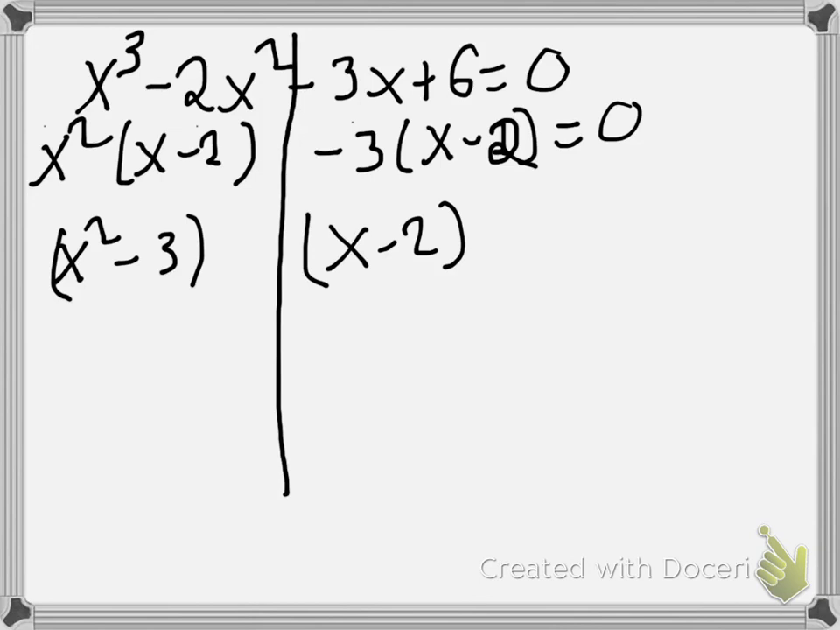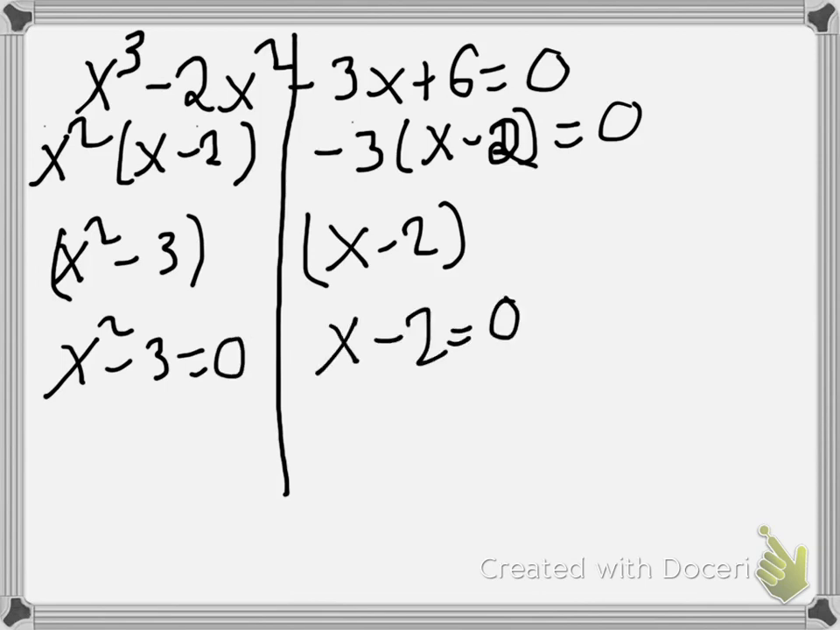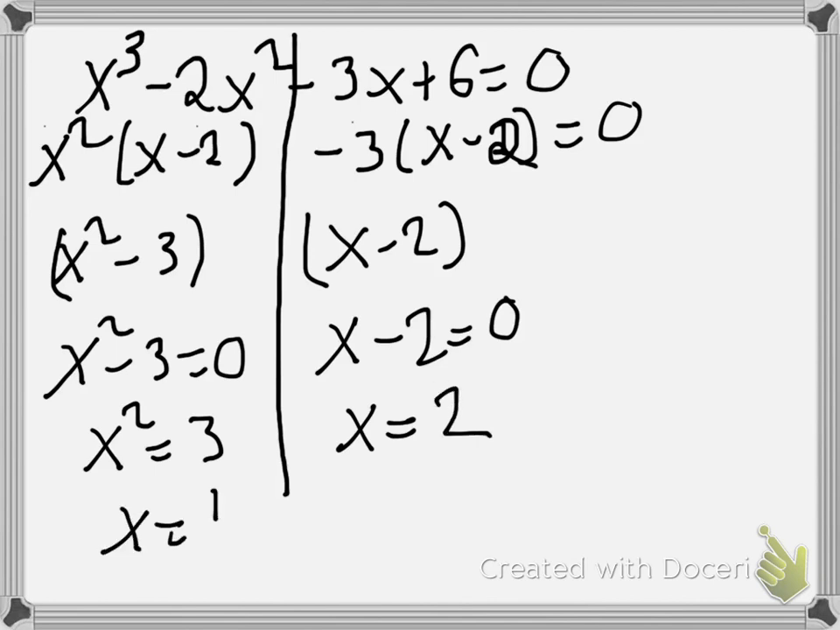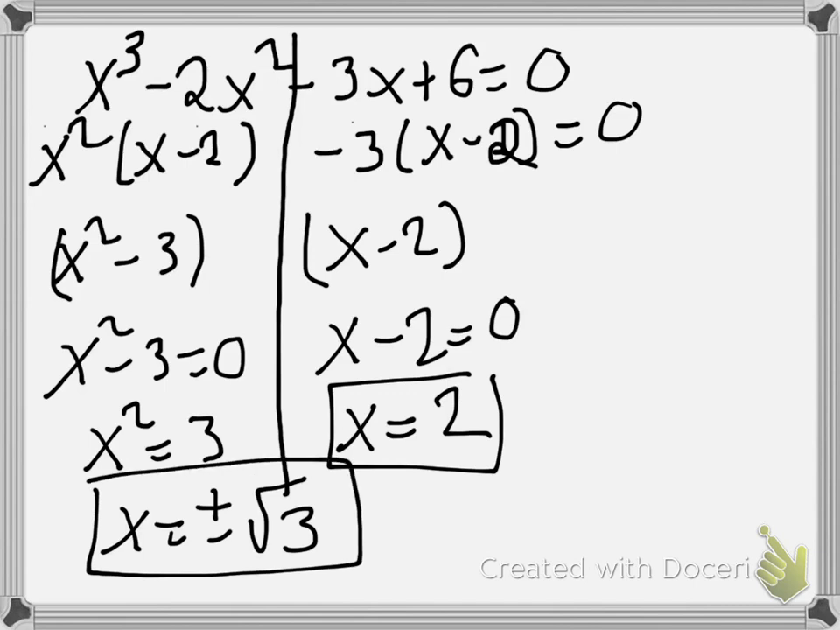So then I simply set each of them equal to 0. So it's x squared minus 3 equals 0, x minus 2 equals 0. So I get x squared equals 3, x equals 2, and I get x equals plus or minus the square root of 3, and of course I get x equals 2. Please don't forget your plus or minus whenever you take the square root. All right, let's do another one. Let's move on to number 5 here.